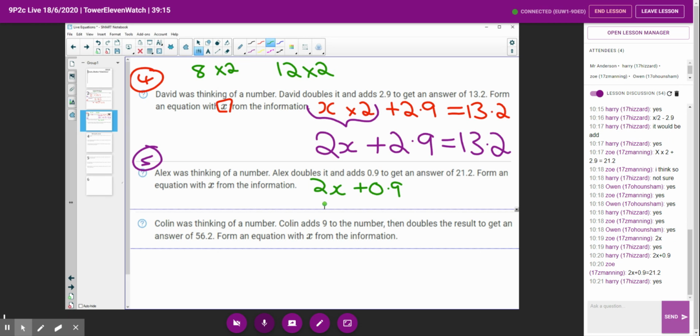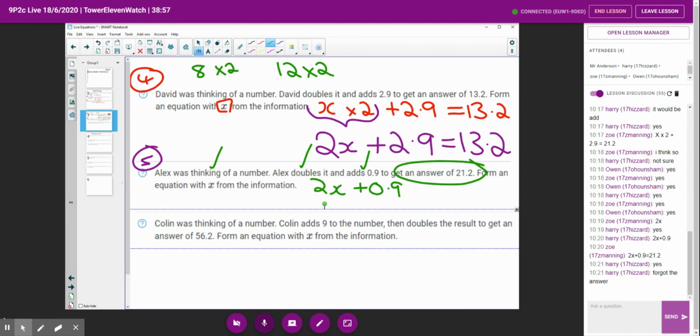Okay, Harry in the chat. Yep, good. Right, so Harry, what you've done, he's thinking of a number, doubles it, adds 0.9. You've taken care of those bits, which is fantastic, Harry, well done. However, Harry, you've missed that bit. So you just need to make sure you put that little bit on the end. Yeah, you did. So well done. And so it's literally nothing wrong, but that one little bit, we've got to put that on to show that gets us an answer of 21.2, which I think was what Zoe had as well. Well done.